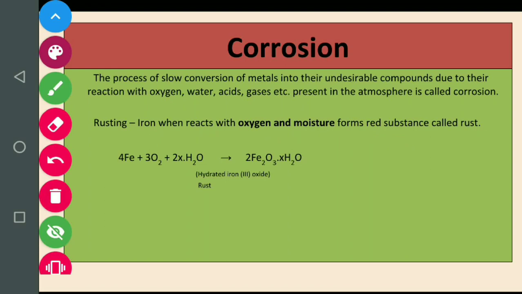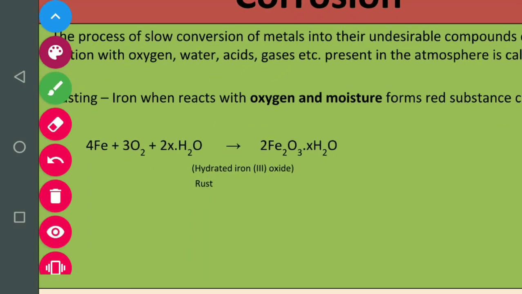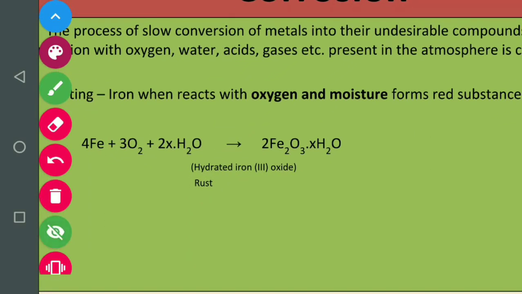Let's take an example. Iron, that is Fe, plus oxygen plus water. Here the x represents the number of water molecules, forming Fe2O3.xH2O. It is hydrated iron oxide. That is the formula for rust. It is a very important reaction from the exam point of view. Very important reaction.